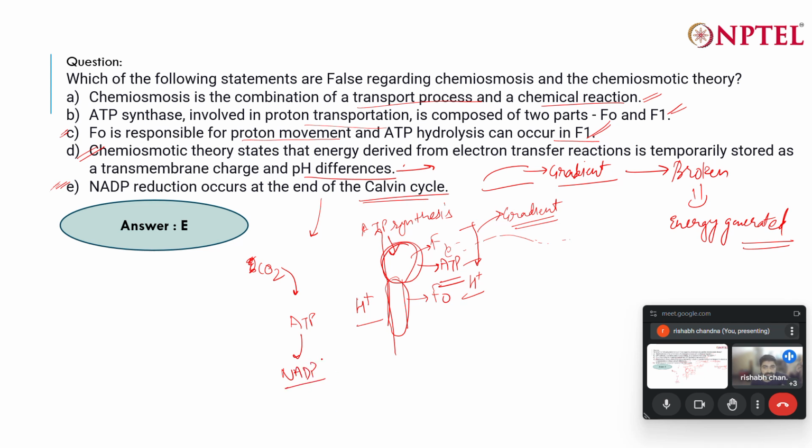So this reduction happens in between the cycle, not at the end, because the last step is the regeneration of the ribulose 1,5 bisphosphate molecule. At that point, there is utilization of ATP rather than formation of NADPH. So option E is false, and the correct answer is option E. Any doubt in this question?